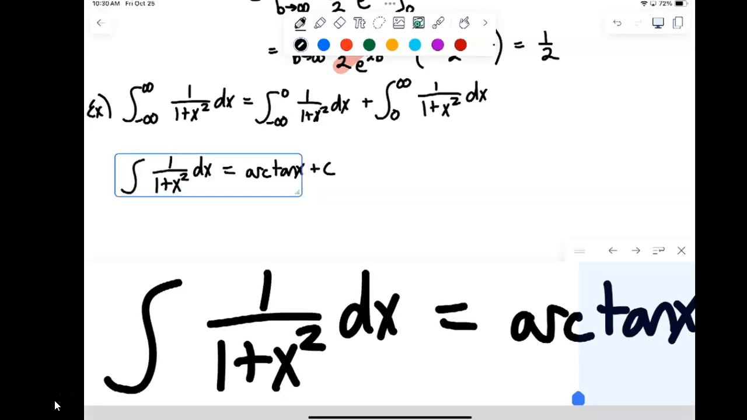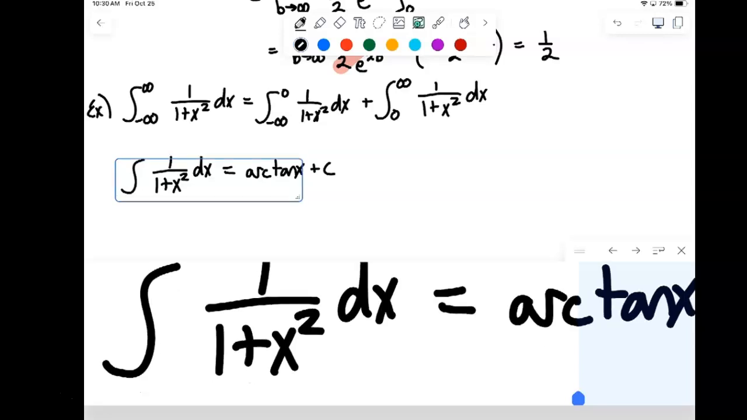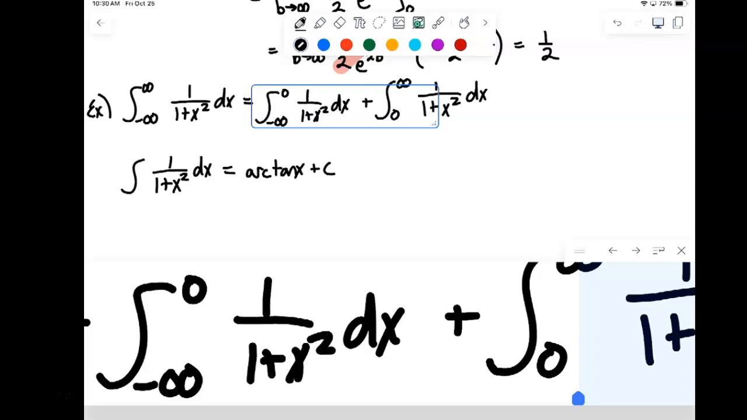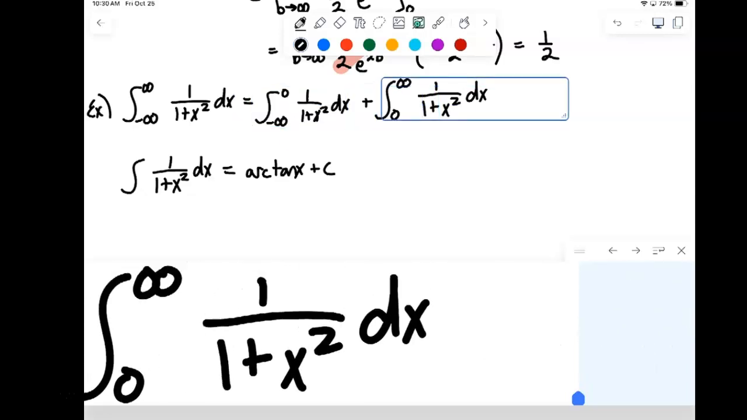Okay. So that means that I'm basically going to have two things that I'm going to need to work out. The one from negative infinity to 0, and one from 0 to infinity. So I'm going to work the two of those things out individually, and then I'll put those two ideas back together.